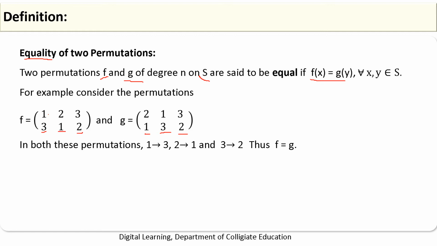In F, 1 is mapped onto 3. In G also 1 is mapped onto 3. In F, 2 is mapped onto 1. In G also 2 is mapped onto 1. Similarly, in F, 3 is mapped onto 2 and it is the same in G as well. That means the images under F and G are one and the same. Hence, the permutations F and G are said to be equal.